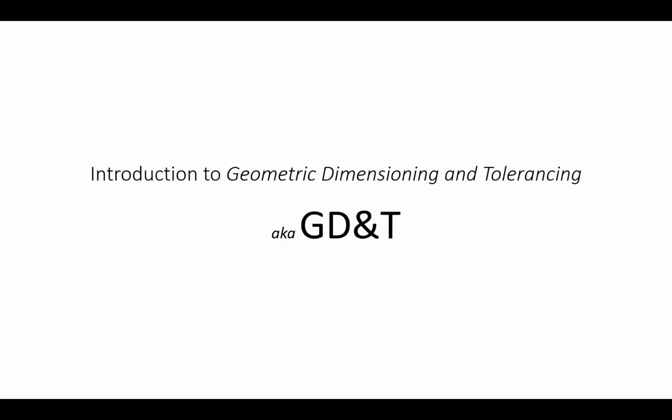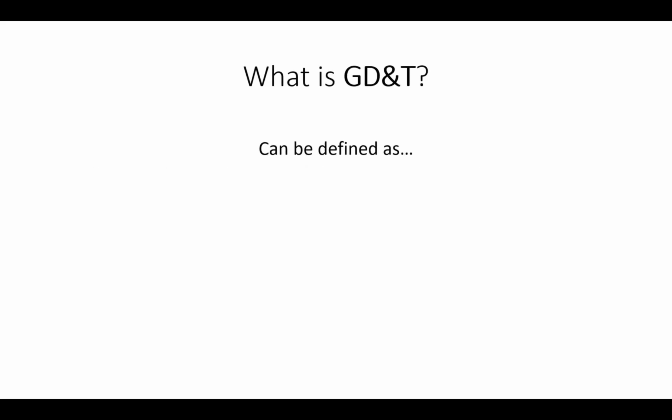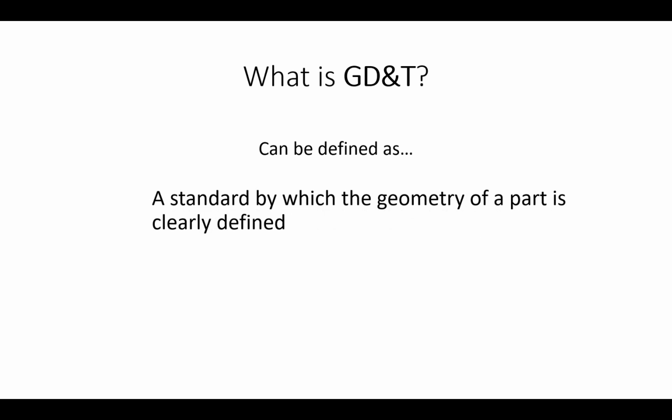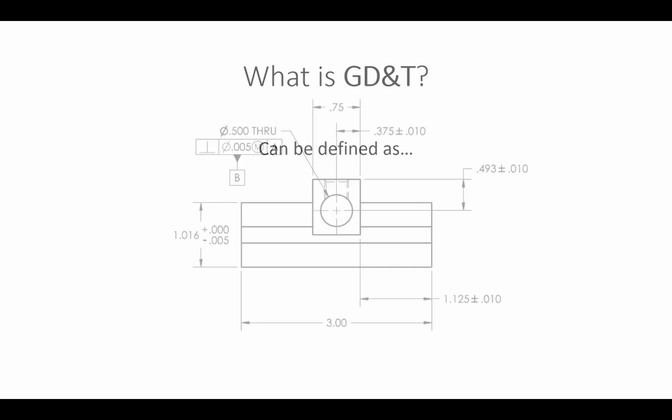What is geometric dimensioning and tolerancing, aka GD&T? There's many variations on the actual definition of GD&T. One common definition is a symbolic language used on engineering drawings and models to define feature geometry and its allowable deviations. A more simplified version could be stated as a standard for which the geometry of parts is clearly defined.